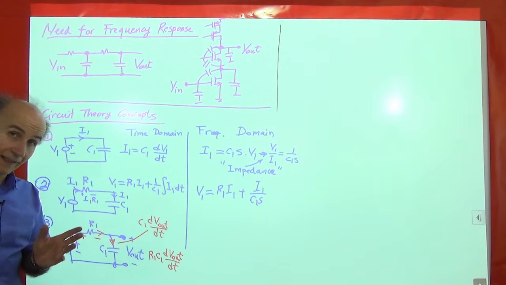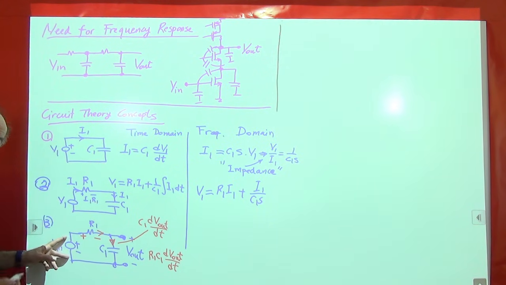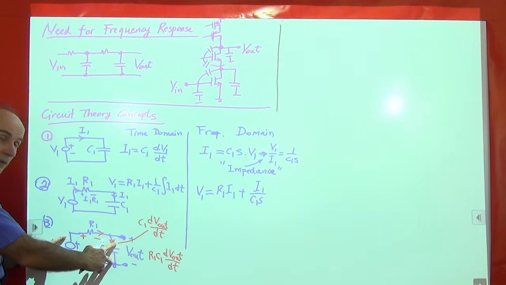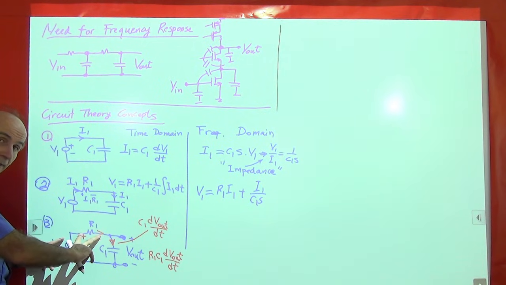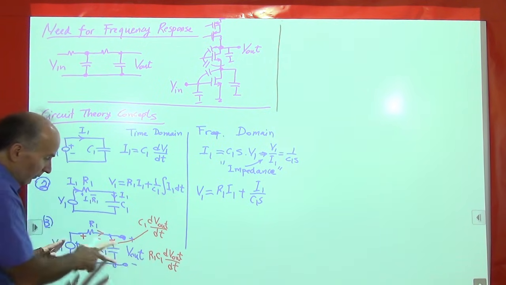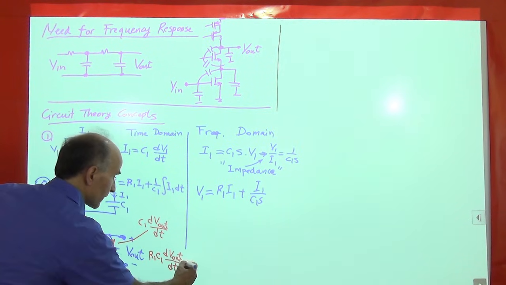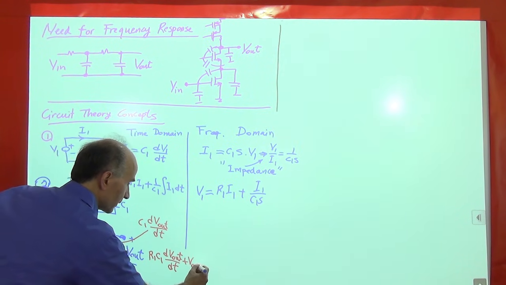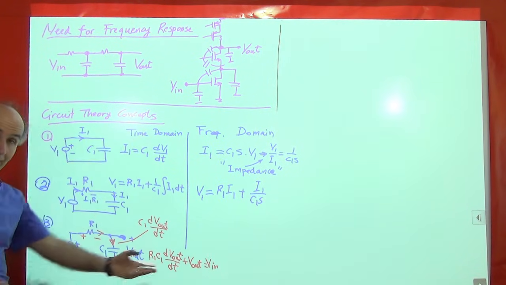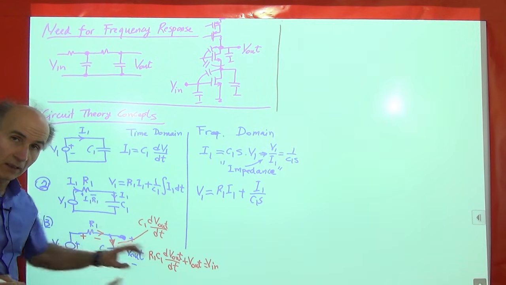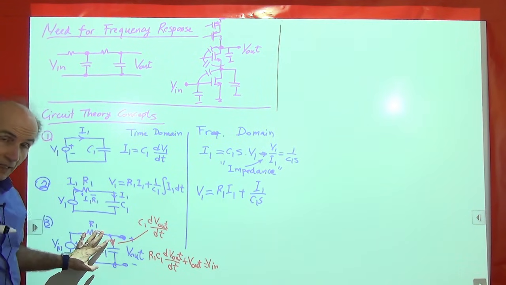Now we can write a KVL. This voltage is equal to this voltage plus this voltage. So V in is equal to R1 C1 dV out over dt plus V out. So R1 C1 dV out over dt plus V out is equal to V in. That is the differential equation governing the behavior of the circuit in the time domain.